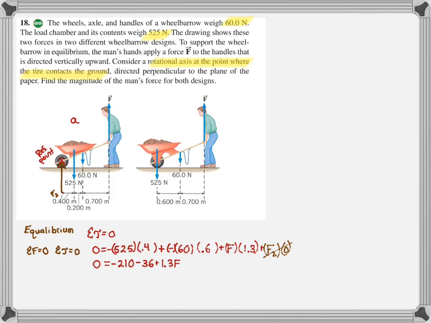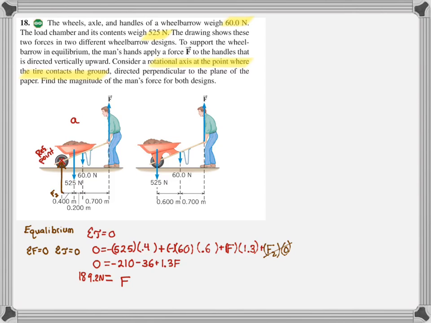Let's clean it up a bit. And then we get negative 210 minus 36 plus 1.3 F. And from there we just solve for our force. Our force exerted by the guy for the first wheelbarrow has to be 189.2 newtons. It's kind of a lot for a wheelbarrow. Then we're going to analyze wheelbarrow 2.